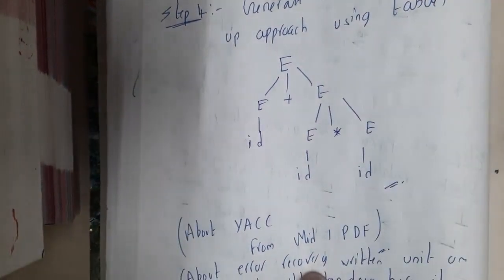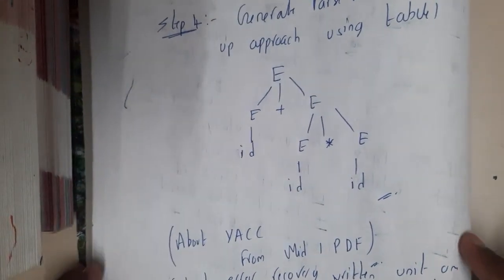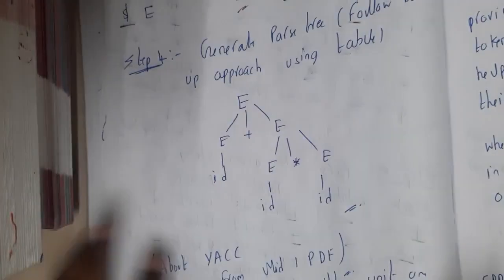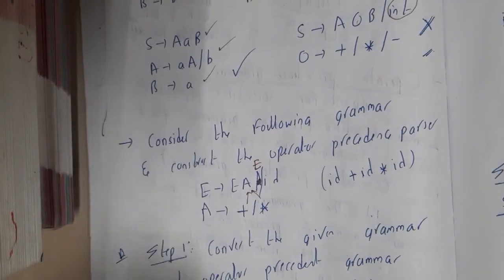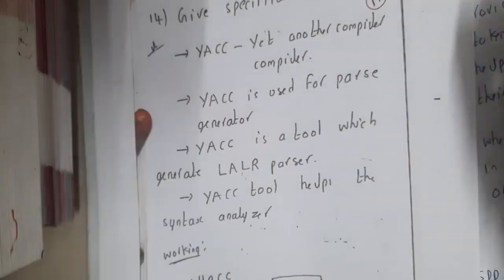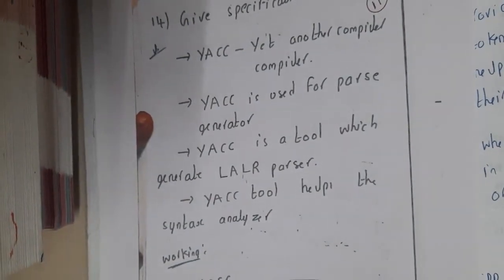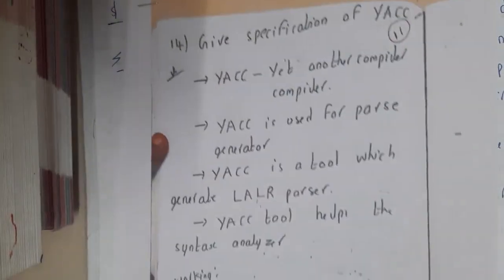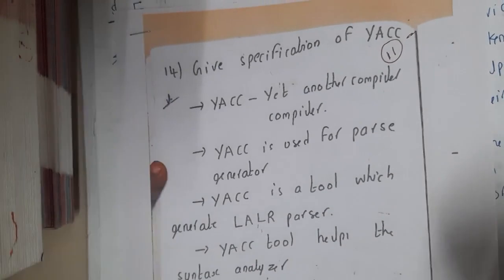I hope everyone got a clear idea on the concept of operator precedence parser, right? So in the next lecture, we'll be discussing about Yak, guys. Yak is nothing but yet another compiler, and it is used to generate the parse trees. So in the next lecture, we'll be going in detail about Yak.